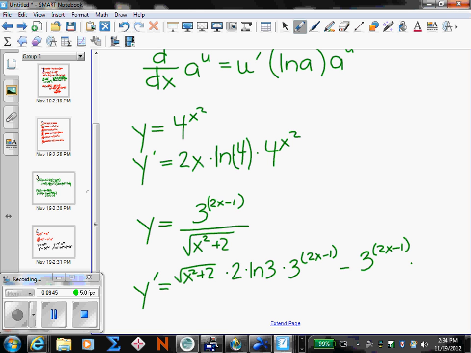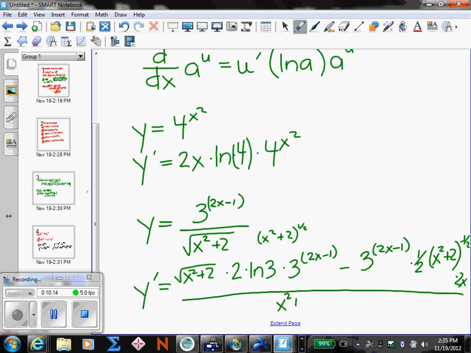How do I take the derivative of a quantity raised to a power? I can write this as x squared plus 2 to the 1/2 power. I use the chain rule. I bring down the half, I rewrite what's in parentheses, I subtract 1 from my exponent, times the derivative of what's in parentheses. Sorry, I ran out of room. So that's times 2x. All over the denominator squared. So that will cancel out the radical.